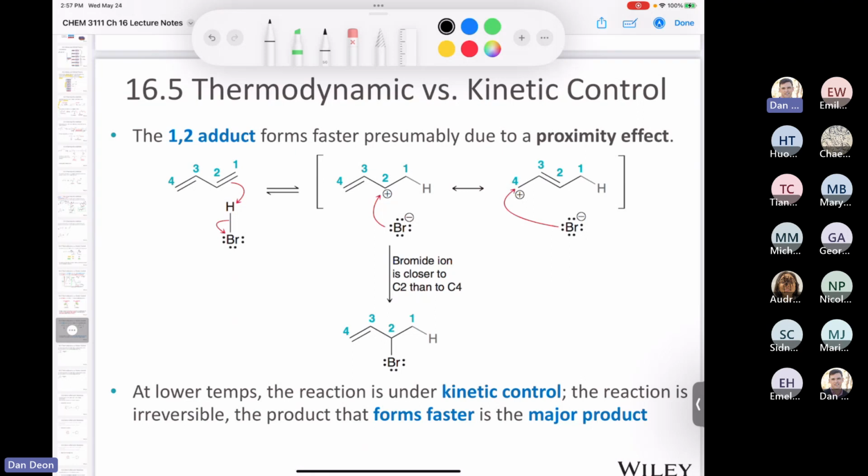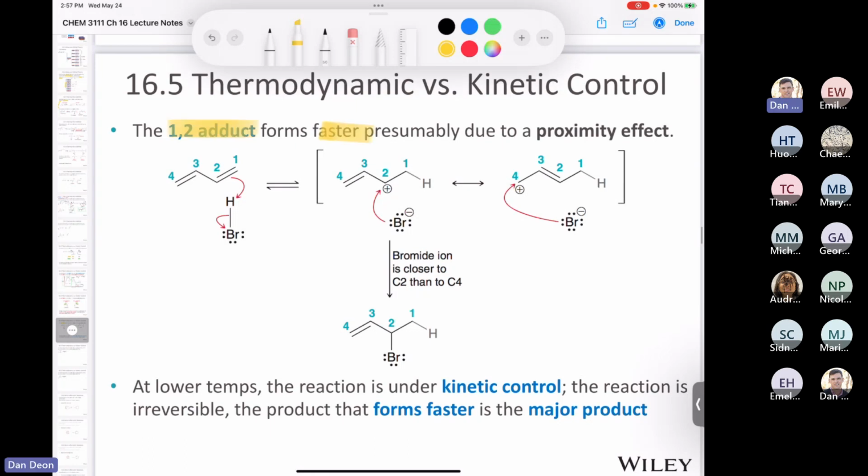It's nothing more than this. The 1,2 product is going to form faster, okay, because of proximity, right? You add the proton to carbon number 1, and then you have your positive charge right next door on carbon number 2, bang. The bromide comes in and it attacks there, and that's it. So if you're at low temperature, that's what happens. First carbocation, boom, it just comes in and it attacks it, and therefore the 1,2 adduct is going to be the major product at a low temperature.